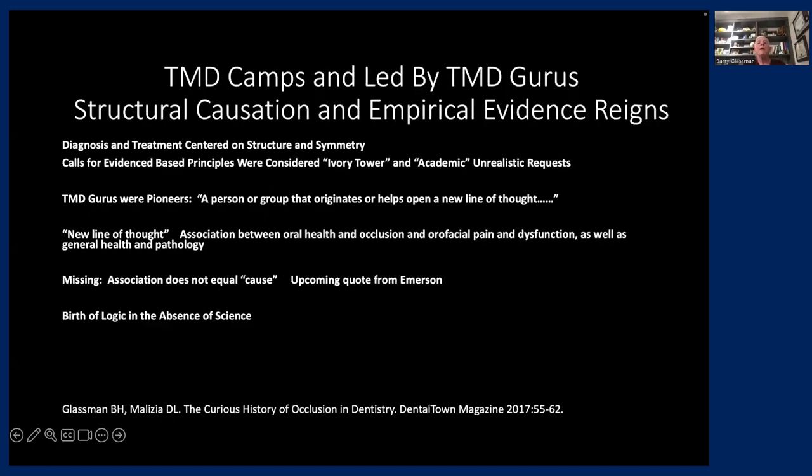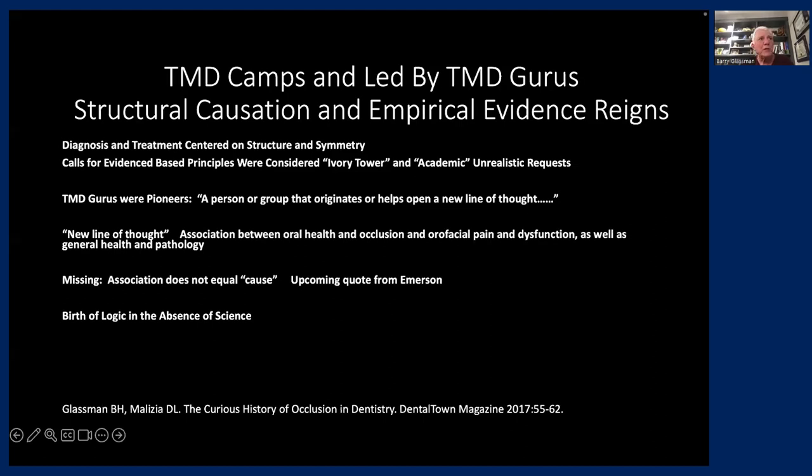TMD camps are led by gurus, and structural causation became the key. Where to put the condyle? How good was the occlusion? Diagnosis was centered on symmetry, how important symmetry was. And if you were asymmetrical, you therefore were problematic, and that was the cause of your pain. If we could make you symmetrical, then all of your head pain, neck pain, and shoulder pain would go away.